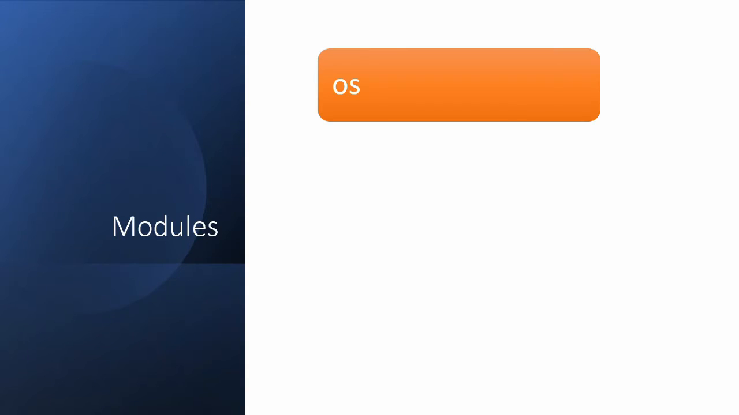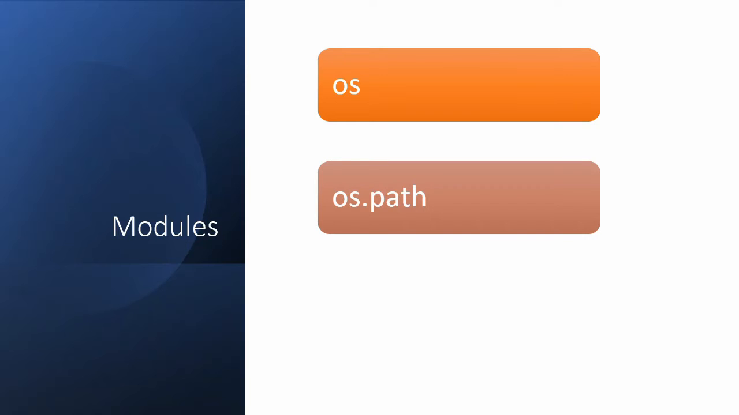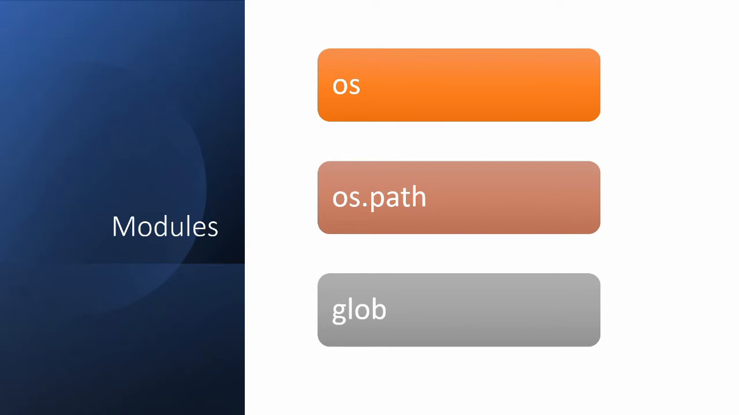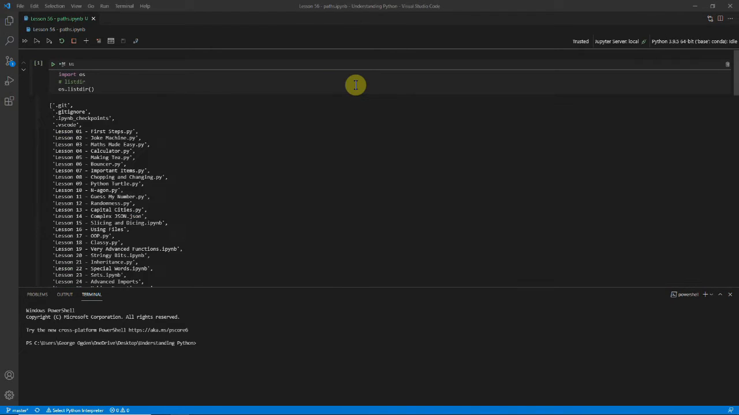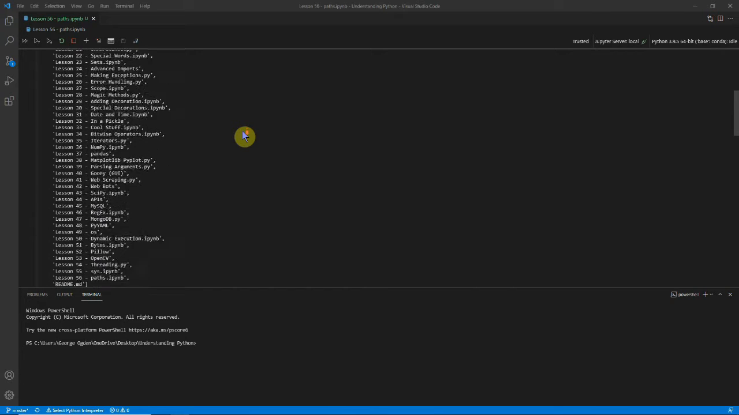And the way we're going to do this is using OS, the OS module, the os.path submodule, and glob, which we'll have a look at. So the first thing is we're going to import OS and list the directories. And you can see all these files I have saved in this directory.